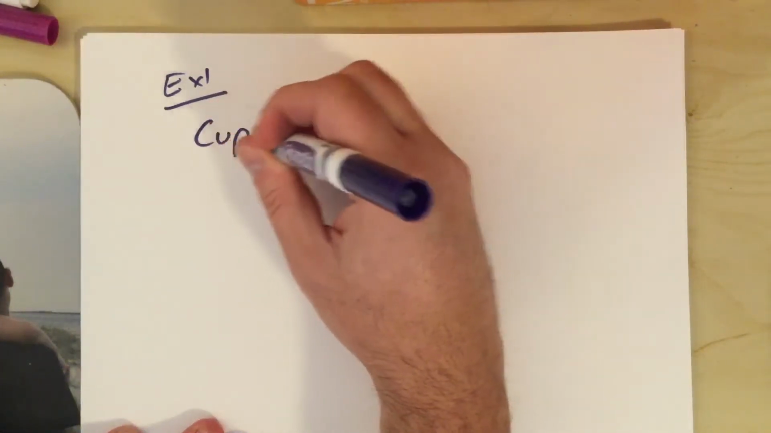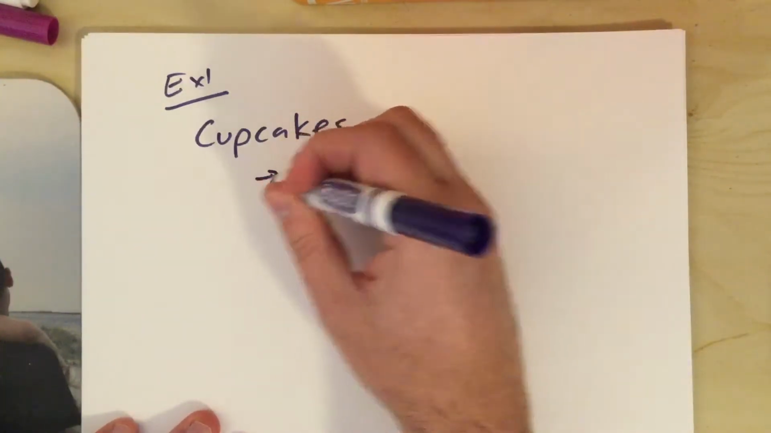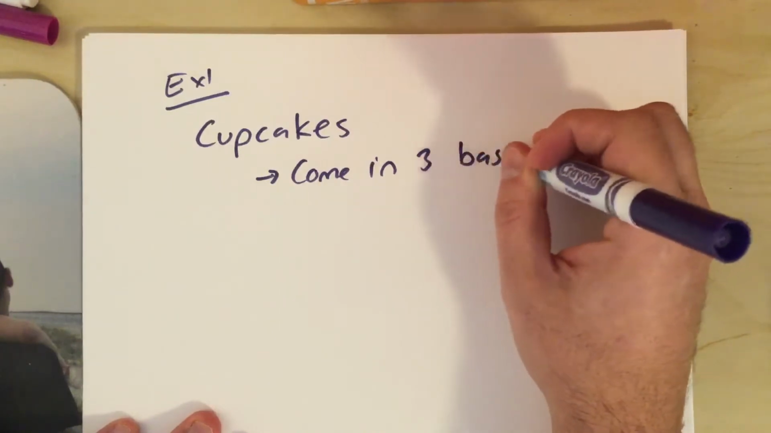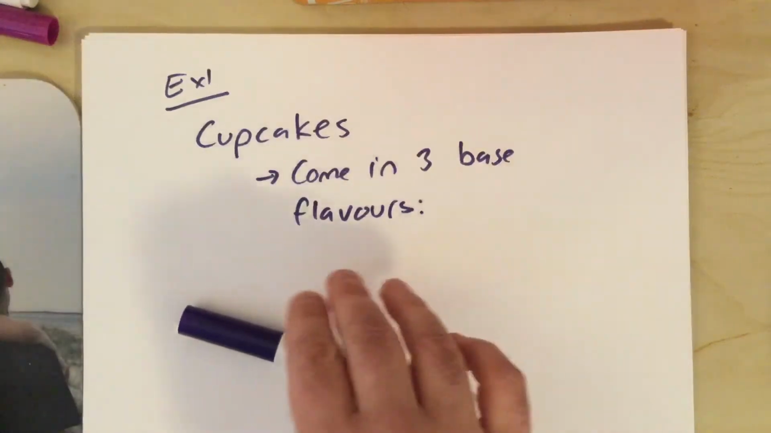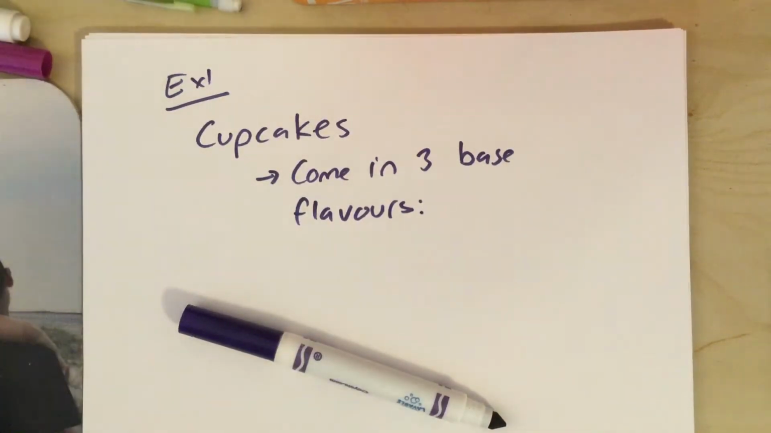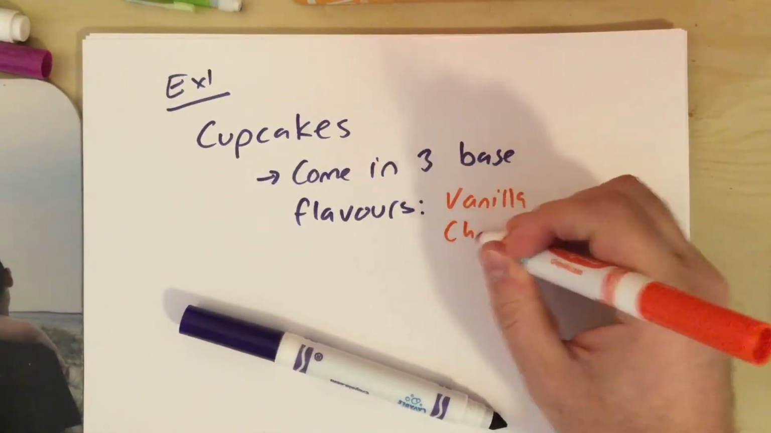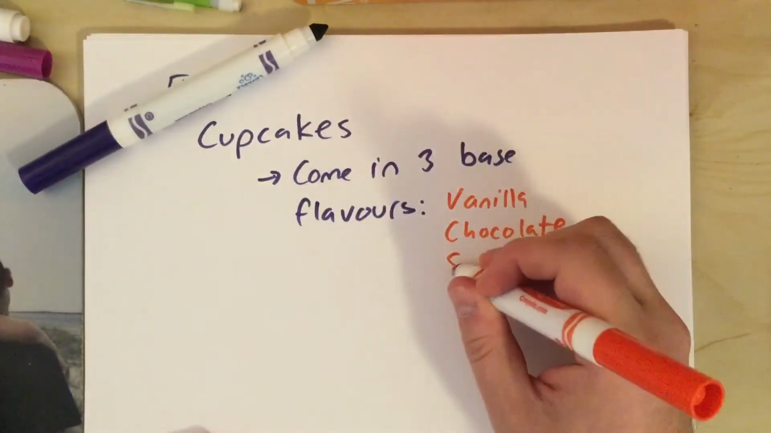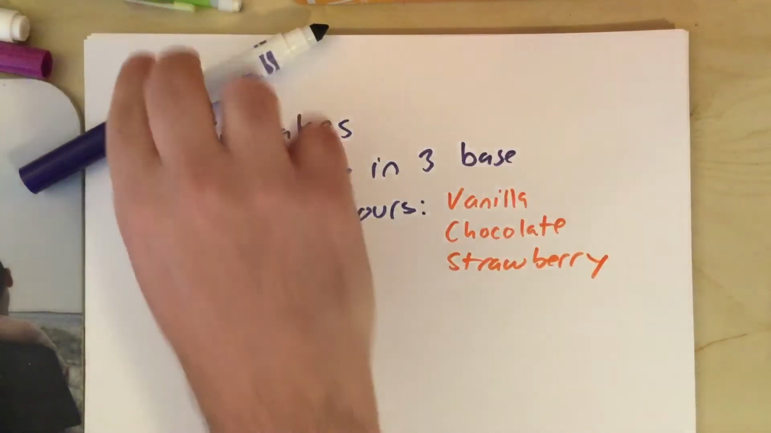So let's say we have cupcakes. And we're going to say that the cupcakes come in 3 base flavors, so what the cupcake is made out of. And the 3 base flavors are going to be vanilla, chocolate, and strawberry. Not sure why anybody would like that.